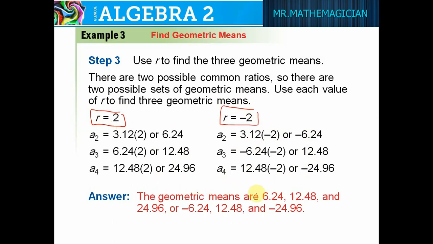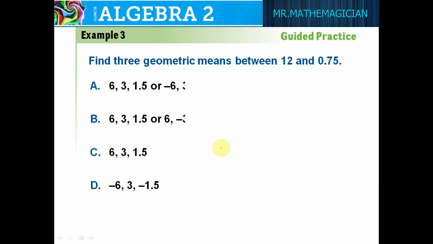So geometric means are 6.24, 12.48, and 24.96, or negative 6.24, 12.48, and negative 24.96. Example 3. Find three geometric means between 12 and 0.75.